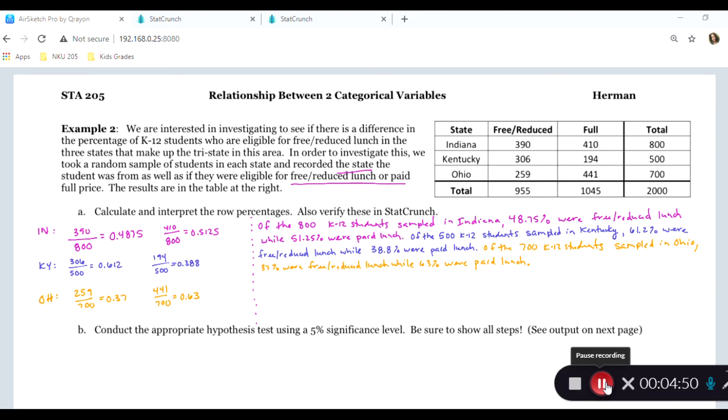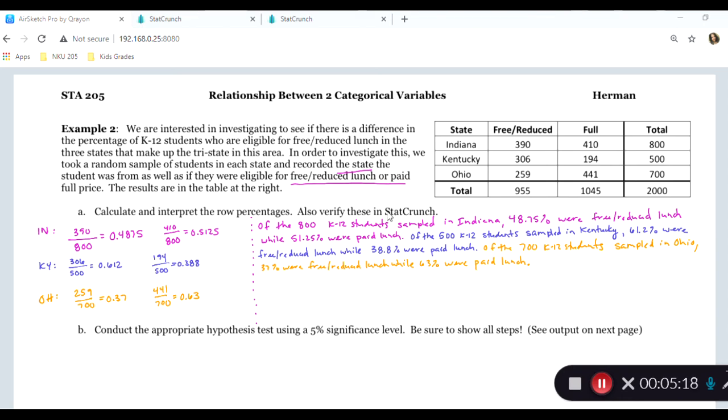So then now looking at Ohio, we had 700 students there. 259 and 441, so just the two numbers we use separately to do our division. So 37% and then 63%. So of our 700 K-12 students sampled in Ohio, 37% were free or reduced lunch and 63% were paid lunch. So that's doing our row percentages.